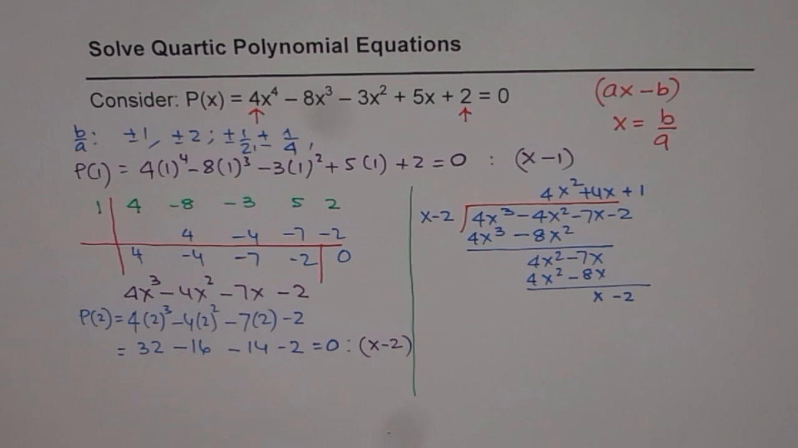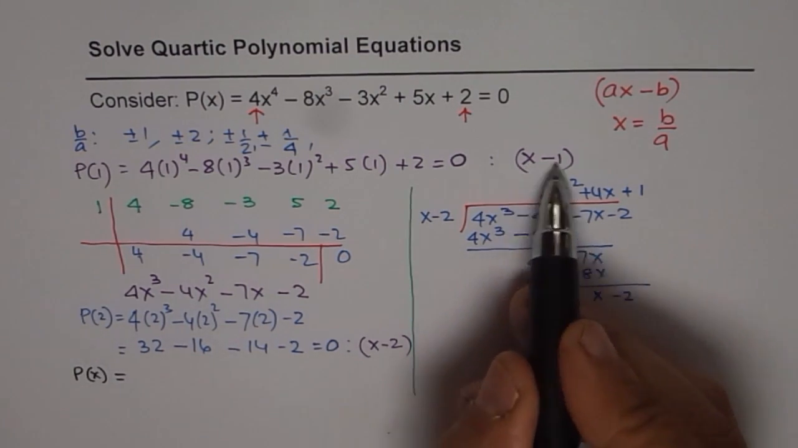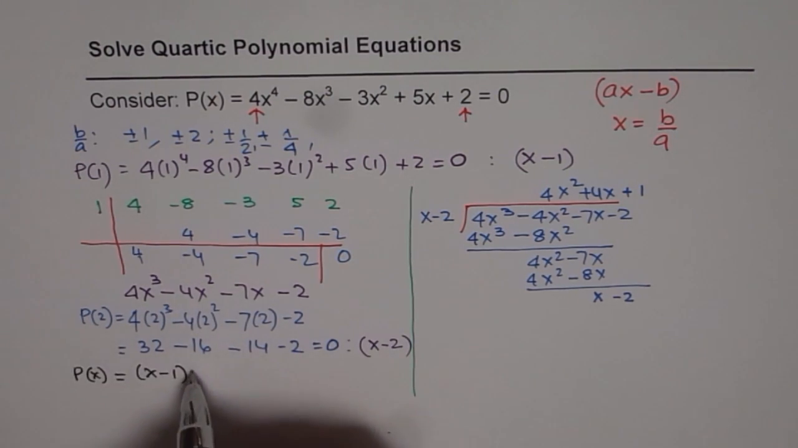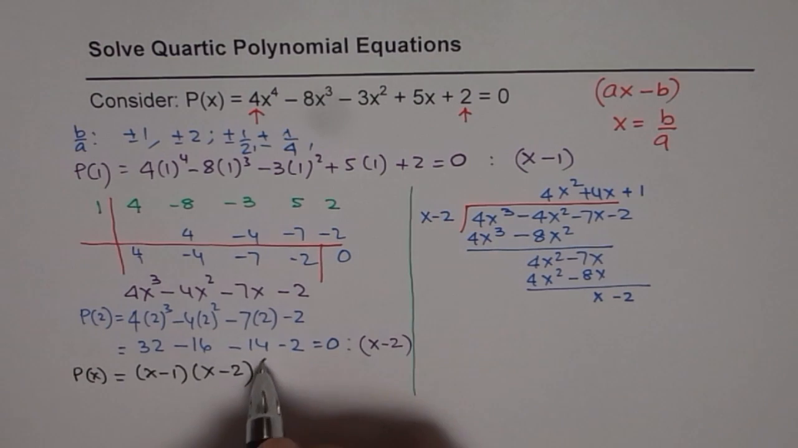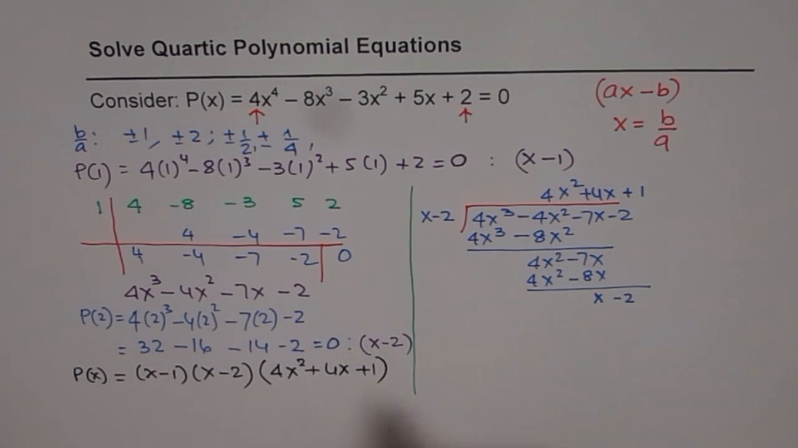So let me summarize by writing the polynomial here. Our polynomial is, first we got x minus 1, we shouldn't forget about that, and then we got x minus 2 right there, and when we divide by x minus 2 we got this quadratic function here, which is 4x squared plus 4x plus 1. So we have all this, correct?